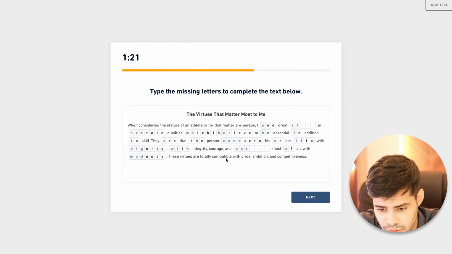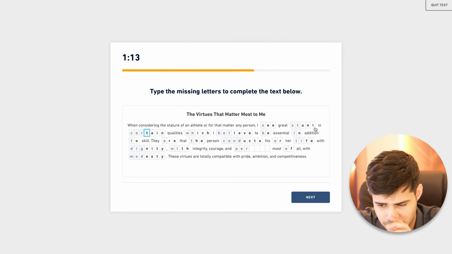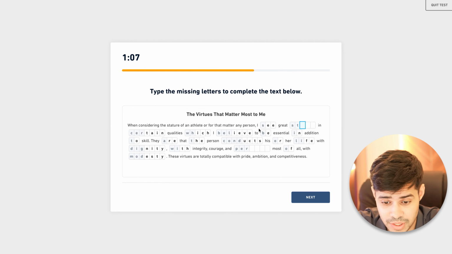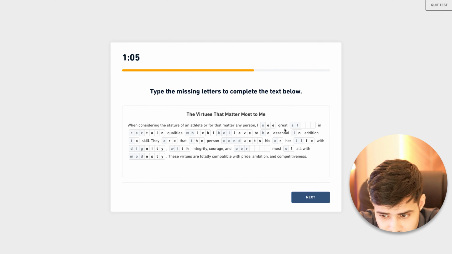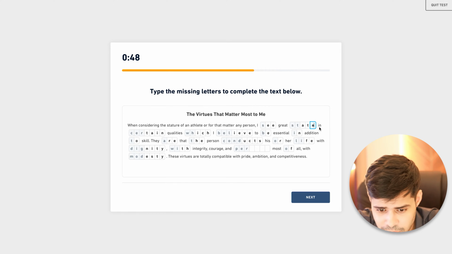These virtues are totally compatible with pride, ambition, and competitiveness. Okay, I see great, not sure. Now, I may not know this vocabulary word, that's why I'm not able to do it. Stature of an athlete, I see great state in certain qualities, which I believe. Okay, this is tough. I see great, still, I'm not sure.